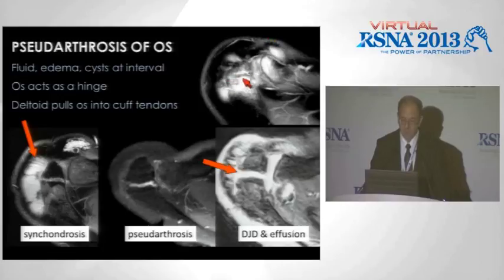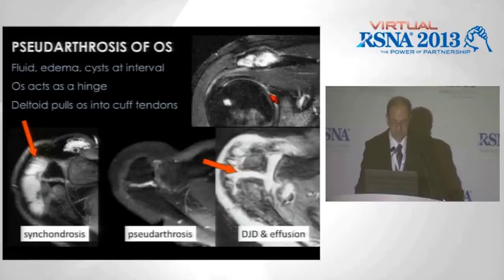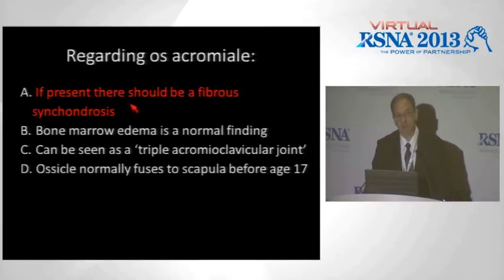Bone marrow edema is not normal. It's a sign of altered mechanics and stress at that synchondrosis. So edema is not a normal finding and generally indicates that there is abnormal mechanics at the junction. So the answer is there should be a fibrous synchondrosis if you have an os acromiale. The pseudarthrosis is abnormal and edema is abnormal.